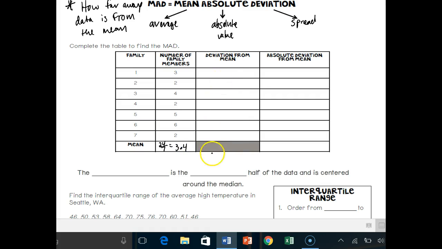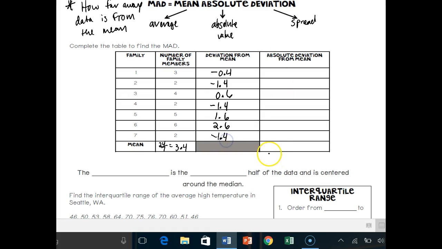Now you're going to go in this column and say, how far away is that number from the mean? So for instance, 3 is negative 0.4 units away from 3.4, right? 3 minus 3.4 gave you negative 0.4. 2 is negative 1.4 units away from the mean, so you have 1.4 fewer members in your family than the mean. 4 is 0.6 above the mean. 2 is again negative 1.4 below the mean. 5 is 1.6 above the mean. 6 people is 2.6 above the mean, and then 2 again is negative 1.4.